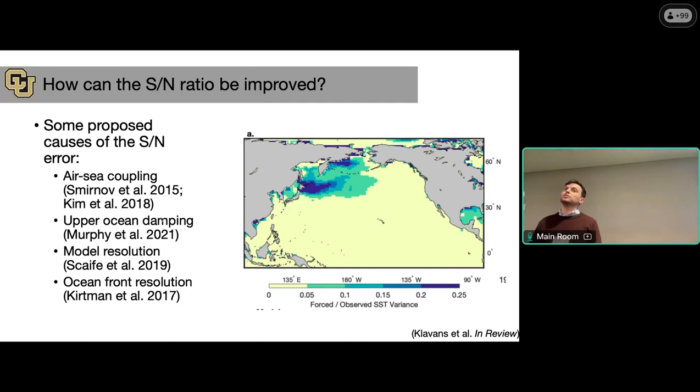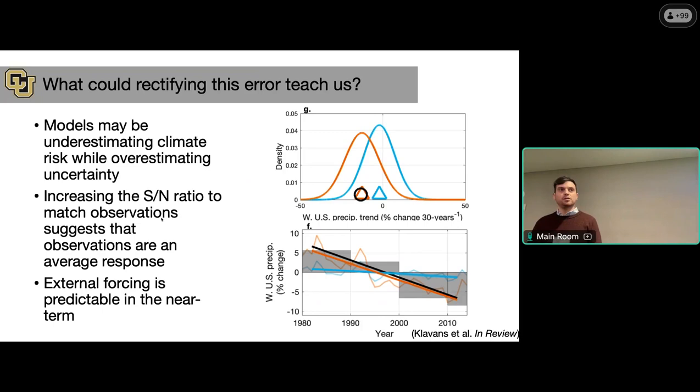If you have stronger fronts, you can get a stronger atmospheric response to those fronts, and that would improve your signal-to-noise ratio. What happens if we could fix this? And I think this pairs nicely with some of the work that Flavio presented quickly about aerosols in the Western US drought. The blue distribution here is just from those CMIP-5 and CMIP-6 ensembles, those precipitation rates in the Western US, and observations are the black circle.